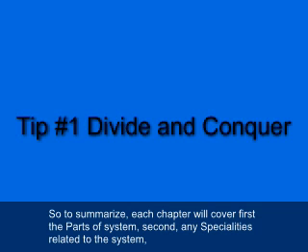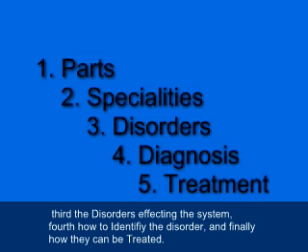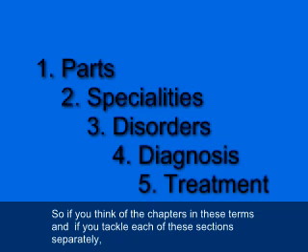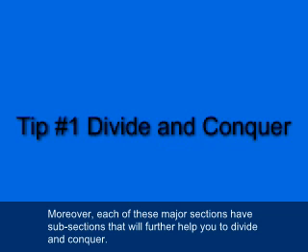So to summarize, each chapter will cover first the parts of the system, second, any specialties related to the system, third, the disorders affecting the system, fourth, how to identify the disorders, and finally, how they can be treated. So if you think of the chapters in these terms, and if you tackle each of these sections separately, you're going to find the load much easier to manage. Moreover, each of these major sections has subsections that will further help you to divide and conquer.